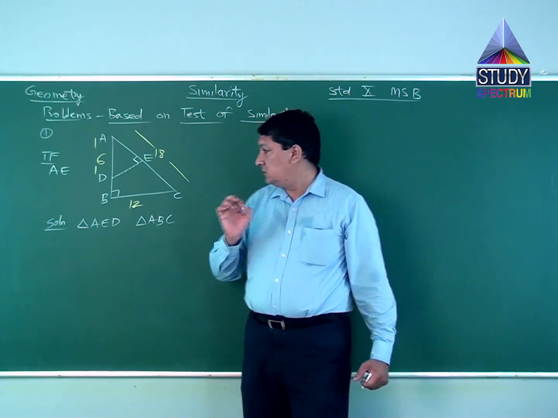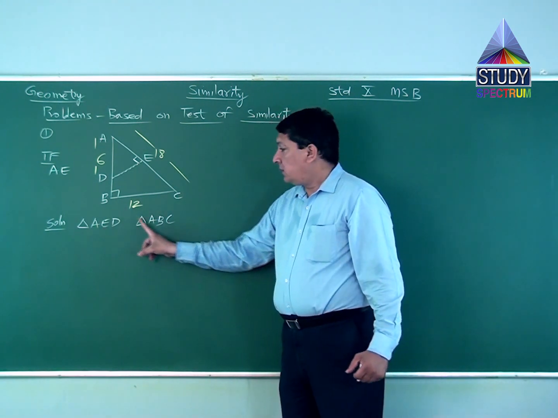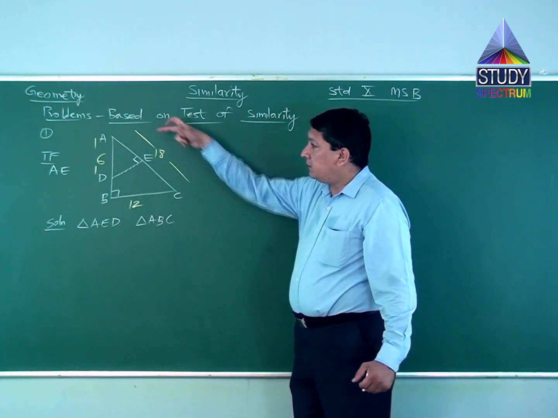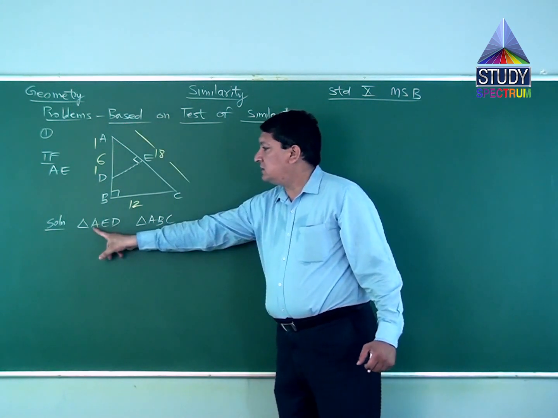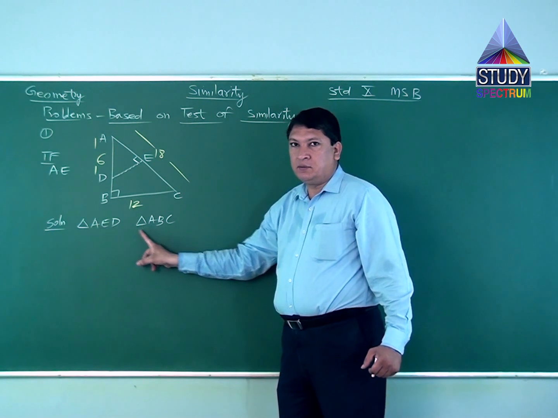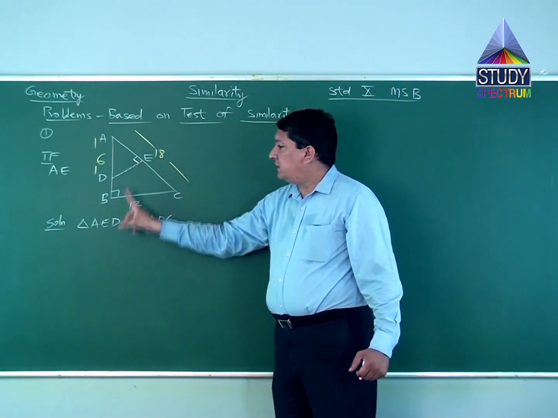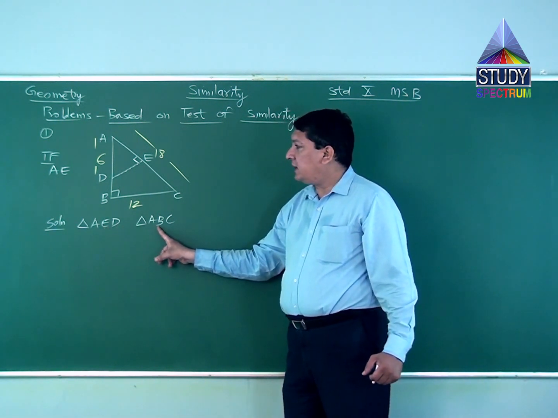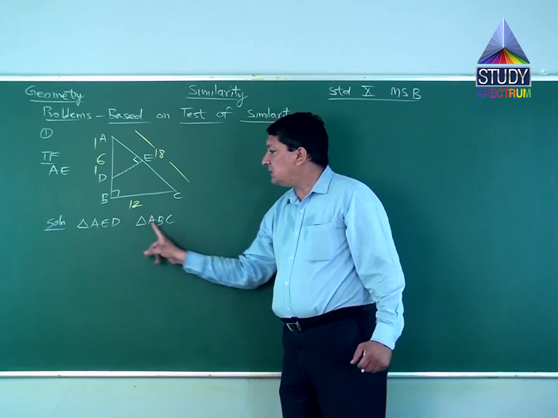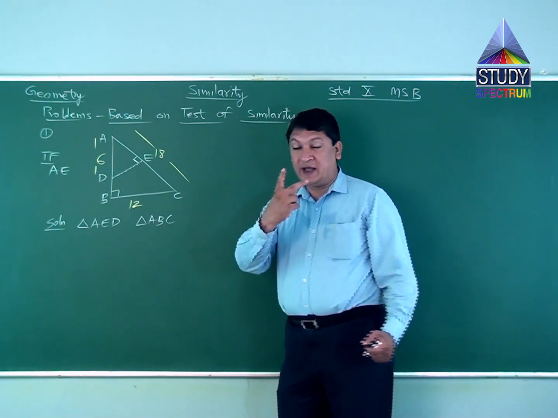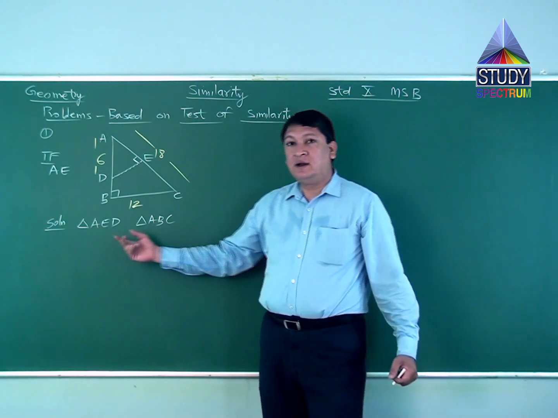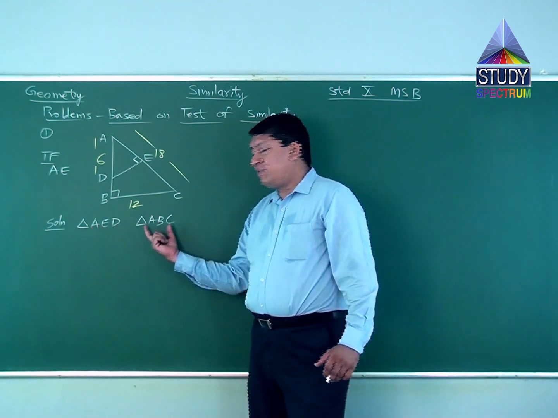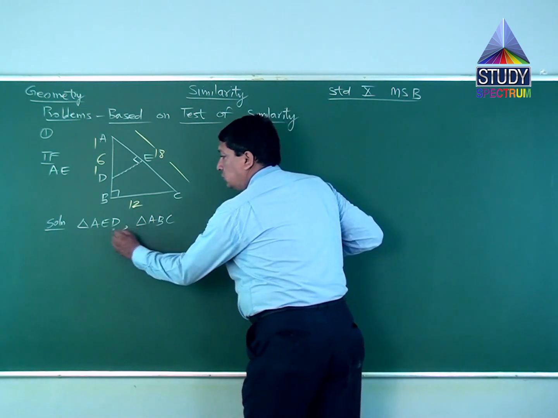Understand this. Remember this. Triangle AED is there. Triangle ABC is there. I can make out that vertex A is common in both the triangles. Vertex E is 90 degrees in this triangle. Vertex B is 90 degrees in triangle ABC. That means angle E is equal to angle B because both are 90 degrees. So I've got two reasons, so by the AA test I can prove that the triangles are similar. That is how I came to know that I have to write AED and I have to write ABC. So I have taken these two triangles.